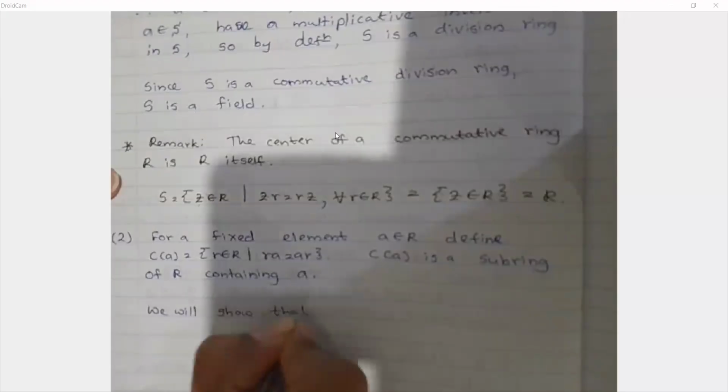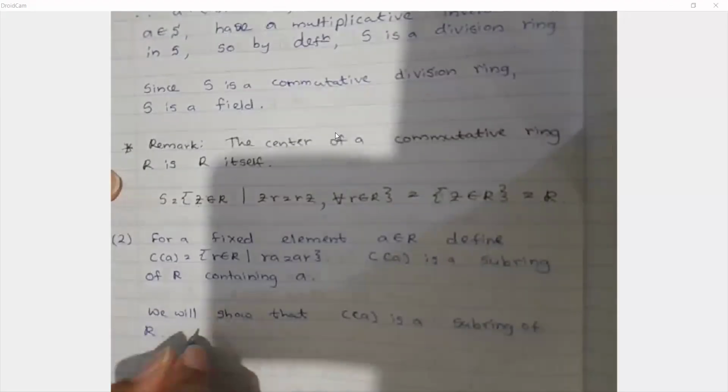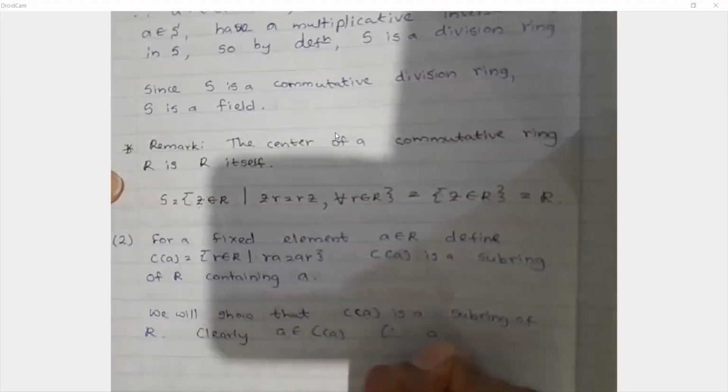We will show that C of A is a subring of R. Clearly, A belongs in C of A because A times A is simply A squared. There's nothing to really show over there, right? It's clear. To show that this is a subring, first of all, we will show that it's not empty.